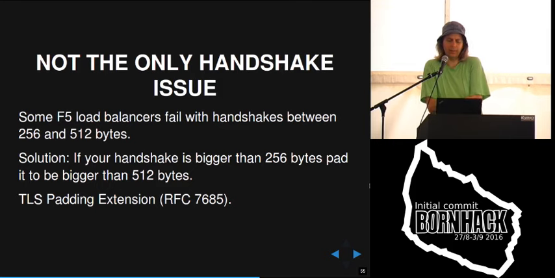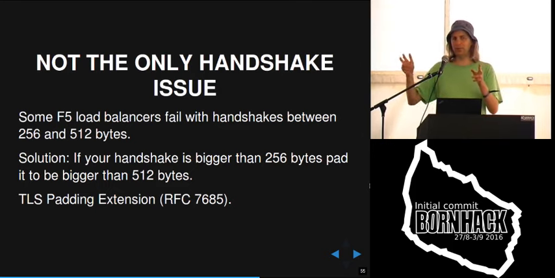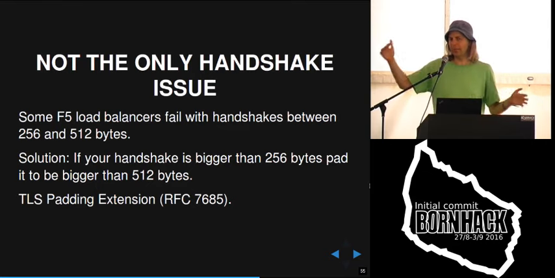This was not the only issue of that kind. A couple of years ago, we had a problem that some F5 load balancers actually terminated the connection if you tried to do a handshake which was larger than 256 bytes but smaller than 512 bytes. So there was a window in which the size of the handshake would cause the server to not work correctly. So what could you do? You could just fill up your handshake with some garbage, which was done as a padding extension for the handshake.